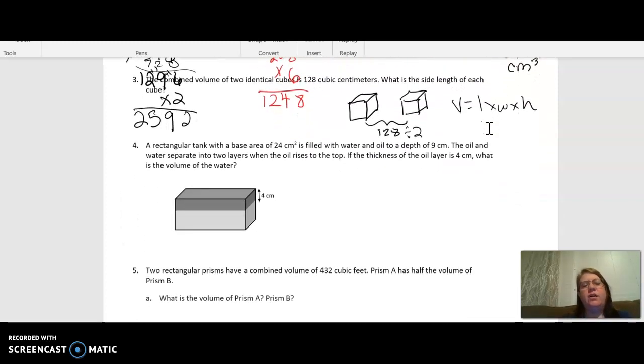On number 4, a rectangular tank with a base of 24 centimeters squared is filled with water and oil to the depth of 9 centimeters. The oil and water separate into 2 layers when the oil rises to the top because, okay, different densities, we've got oil on the top, okay? If the thickness of the oil layer is 4 centimeters, what is the volume of the water?